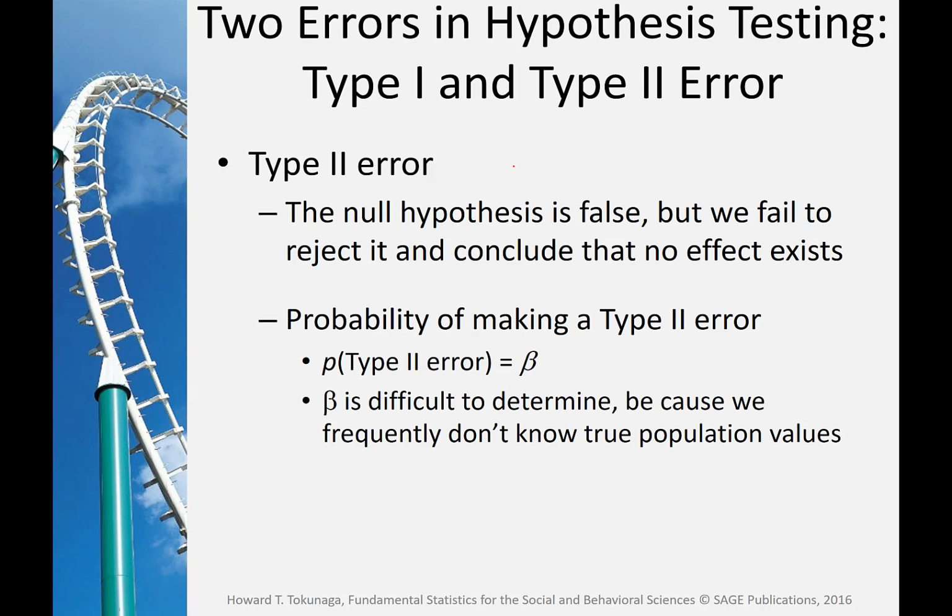What can we do about type 2 error? Remember, type 2, the null hypothesis is false, but we don't find the effect in our sample. So we fail to reject the null hypothesis. Conveniently for us, that's called beta. Alpha, beta. Type 1, type 2. Alpha is the first letter of the alphabet. Beta is the second letter of the alphabet.